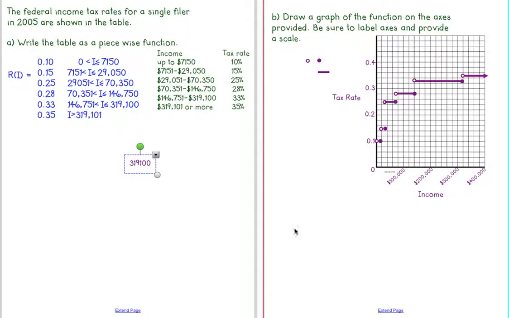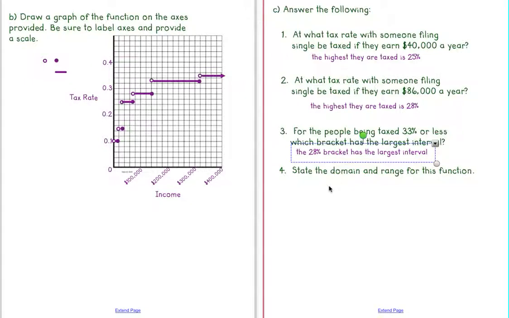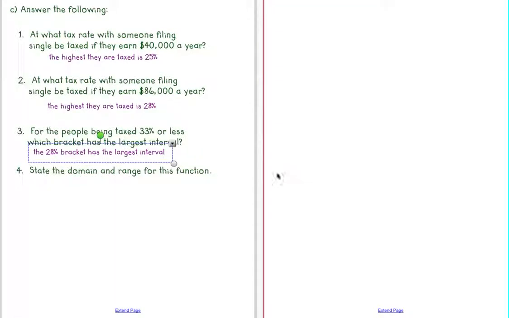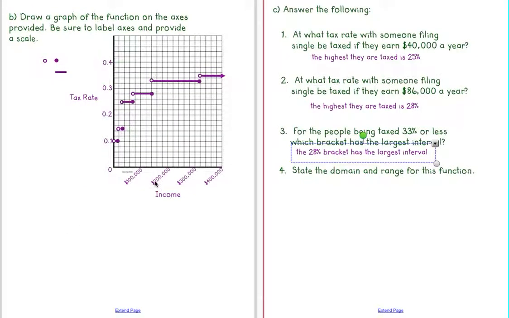So the last question says state the domain and the range for this function. So looking back here, of course the domain is going to be just anything greater than 0. So the domain, your x would be, or not your x, but your I, because we're labeling that with your income, is going to be greater than or equal to $0.